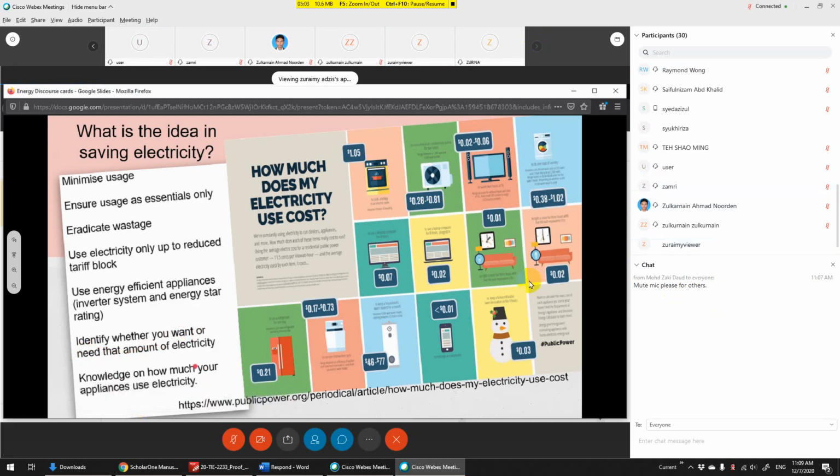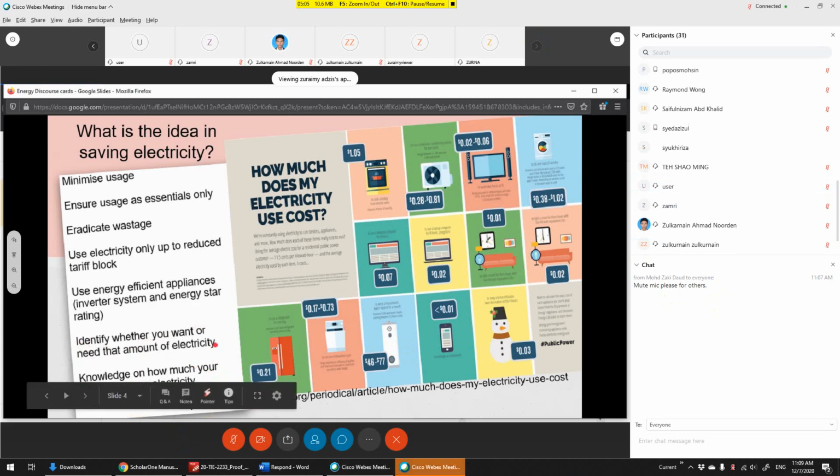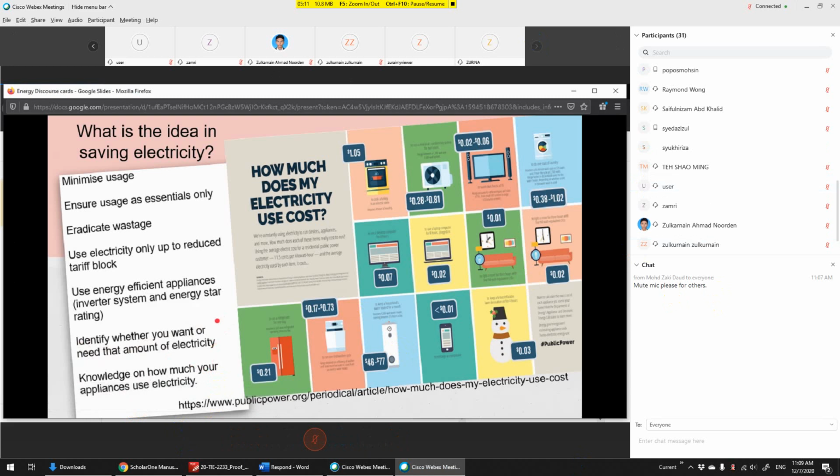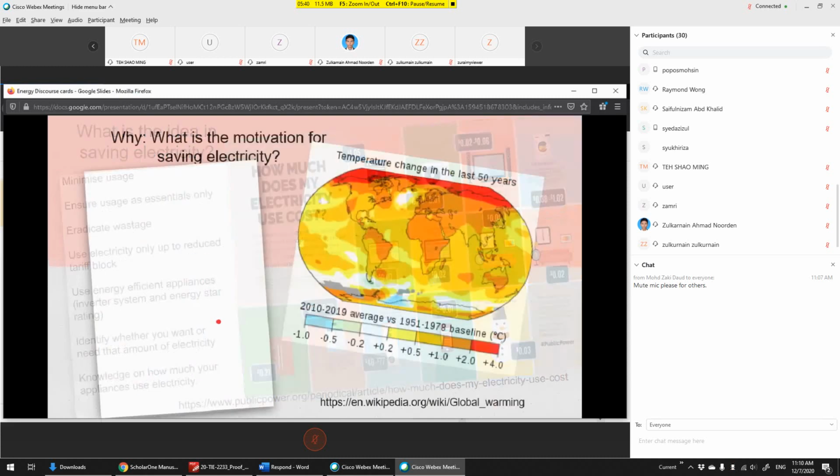Last but not the least is knowledge on how much your appliances use electricity. Sorry, there's the bar, Google bar there. We need to know whether we use oven, aircon, peti sejuk, freezer, TV. So how much energy do they suck? Okay, kalau untuk alat-alat elektrik berapa banyak tenaga yang digunakan, kita patut tahu. Then kita boleh dapat menjimatkan tenaga. Right.